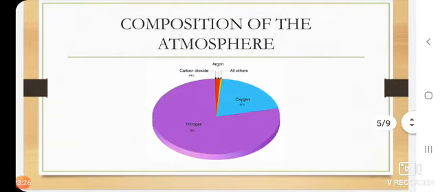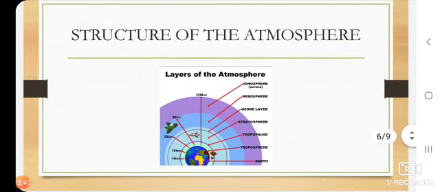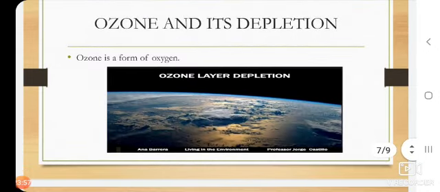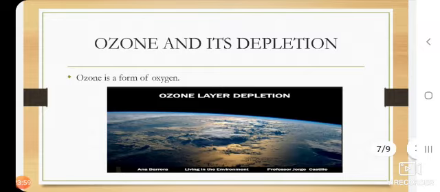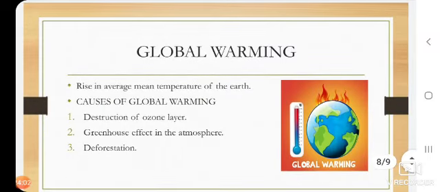Not only that, we learnt about the composition of the atmosphere, which is nitrogen, contributing nearly 79%, and oxygen 21%. The remaining 1% is of other gases. Then the structure of the atmosphere, the different layers we have learned: troposphere, stratosphere, mesosphere, thermosphere, and so on. Next we learnt about the ozone layer and its depletion. Ozone is a form of oxygen. And then we learnt about global warming.